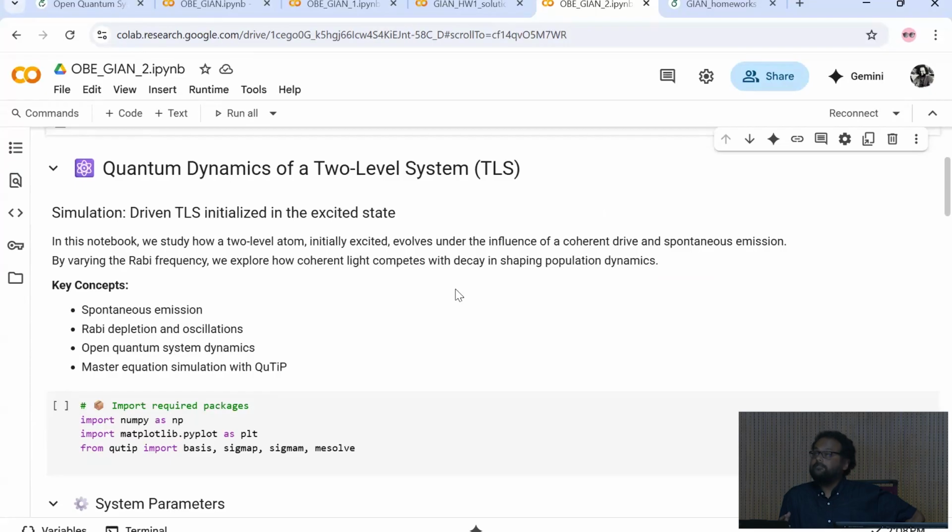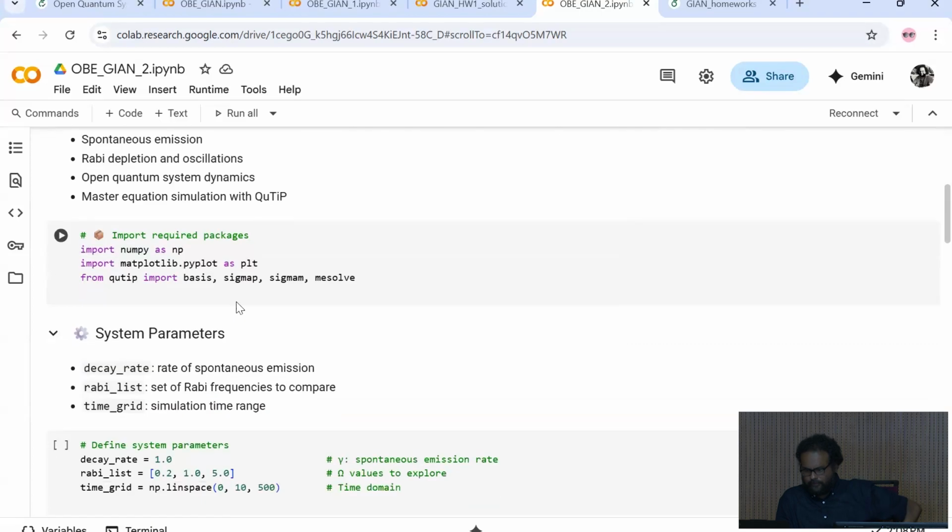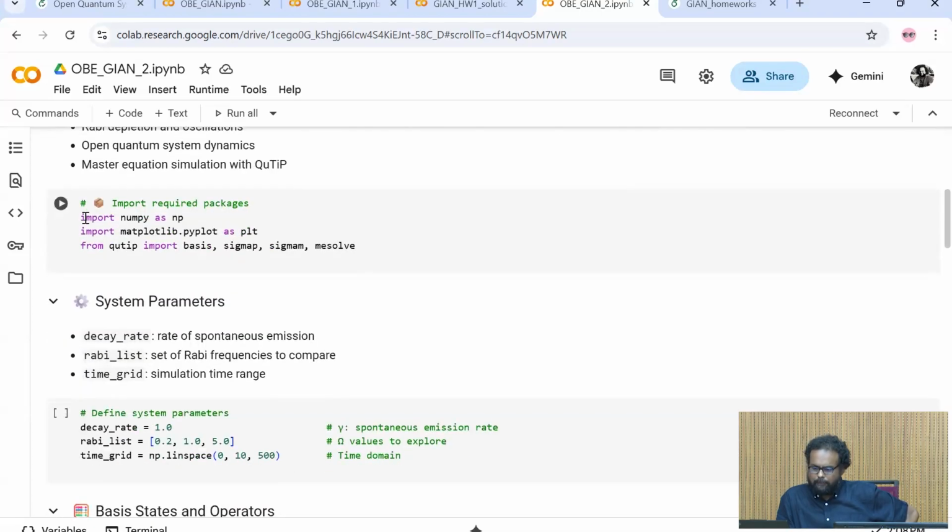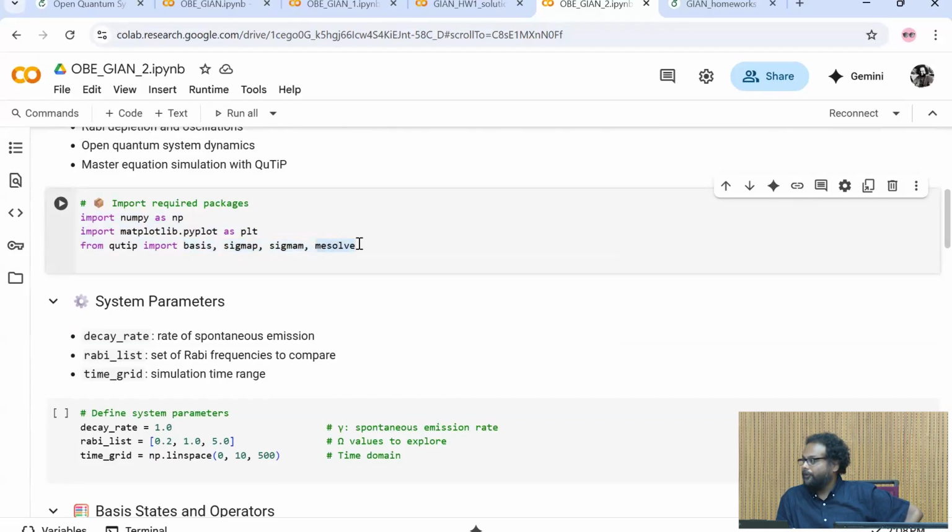It's a momentous occasion, so all right. What we are doing is a two-level system, and we are assuming that it's already excited. It's already excited under the influence of some coherent drive, and there is some spontaneous emission. That's our goal. Some important packages: we need to have NumPy and PyPlot, of course. You can import everything from Q-tip. In this case, I imported basis, sigmap, sigmam, and mesolve. I'm going to go through each of them separately.